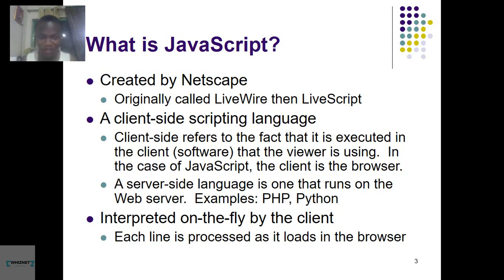Another thing is JavaScript is a client-side scripting language. What does that mean? Client-side refers to the fact that it is executed in the client, that means the software, which is the browser that the viewer is using. In the case of JavaScript, the client is the browser. A server-side language is one that runs on a web server. So we have client-side language, and we also have a server-side language.